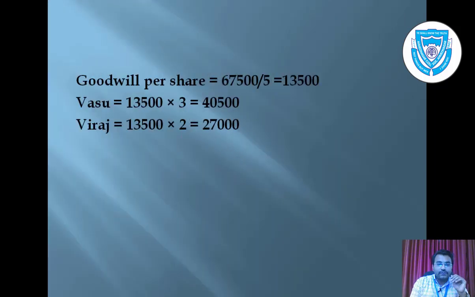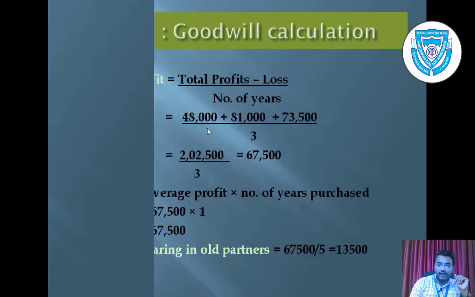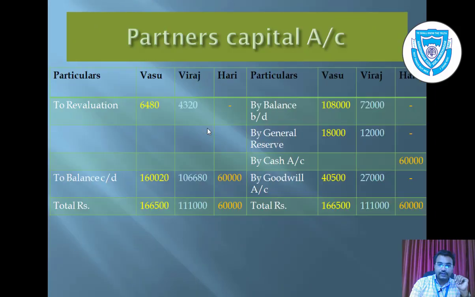So I have made 5 parts of it. Goodwill per share is 13,500. Vasu gets 13,500 multiplied by 3 shares. He will get 40,500 of the goodwill value. Next is Viraj: 13,500 multiplied by 2 is 27,000. This was the calculation that I have made in the slide.